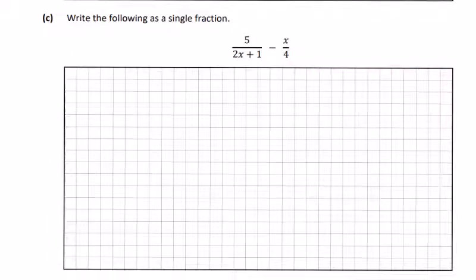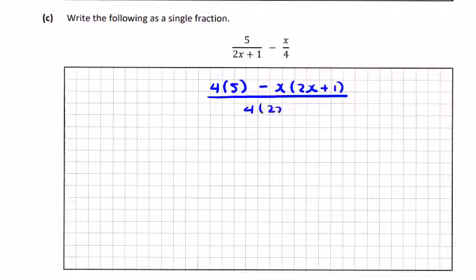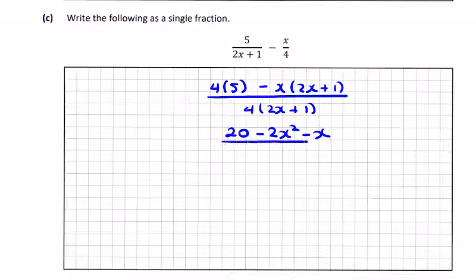Writing the following as a single fraction, we cross multiply 4 times 5 to create our common denominator, minus x times 2x plus 1 all over the denominator is multiplied, which is 4 times 2x plus 1. Simplifying this, we're going to get 20 minus 2x squared minus x all over, it could be 8x plus 4. I might leave them, might factorize. Actually, let me try. Let me leave it as 4 times 2x plus 1 for a second.